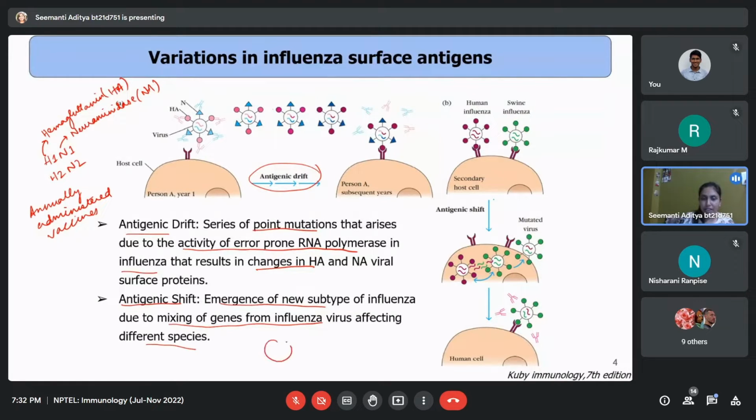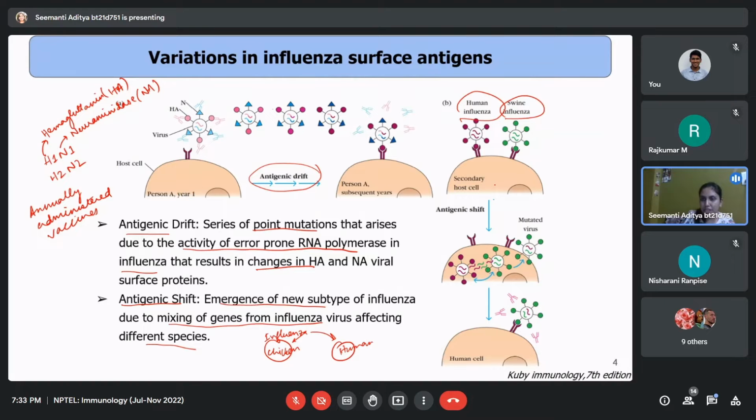Say influenza virus affecting chicken, and influenza virus affecting humans. These two have different properties. If these two viruses somehow come in contact with each other, then there will be a lot of change in their hemagglutinin and neuraminidase sequences, as a result of which, here as it is given, human influenza and swine influenza are affecting the same intermediate host cell.